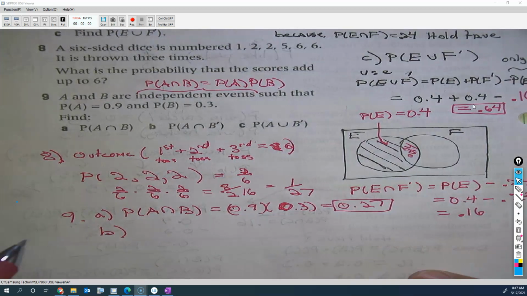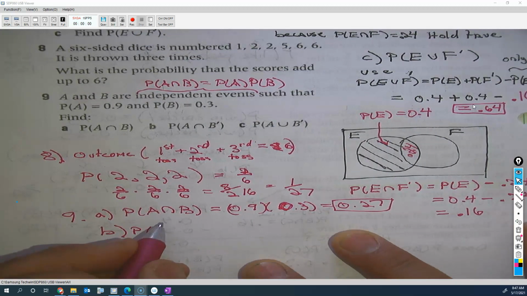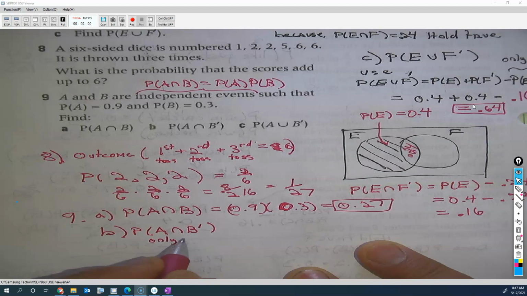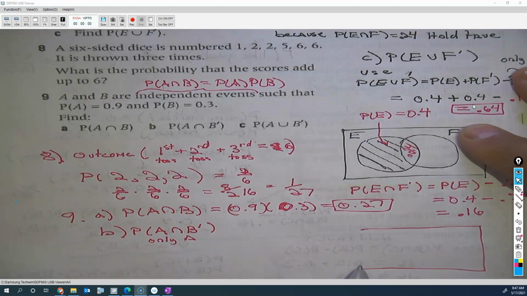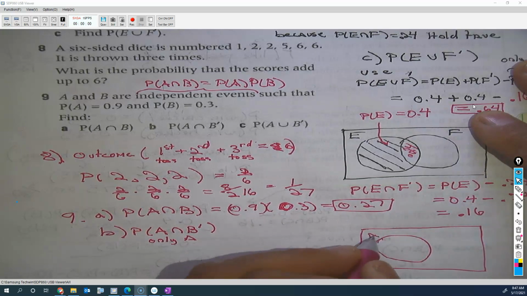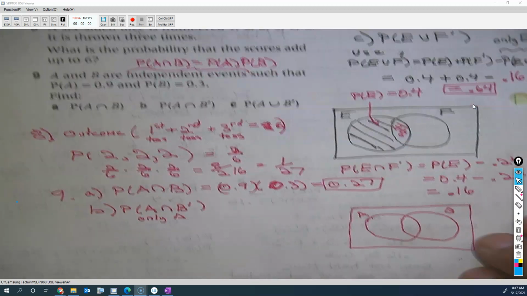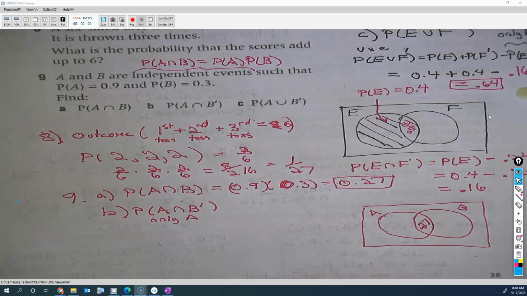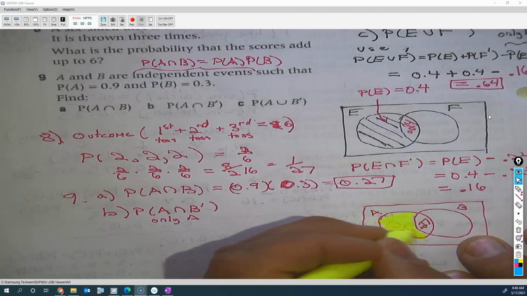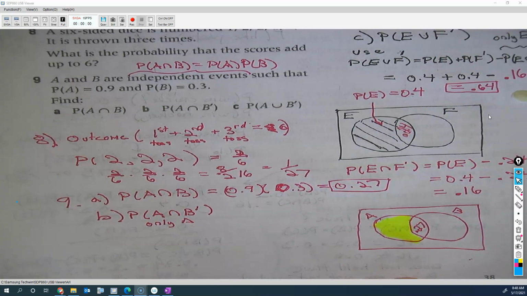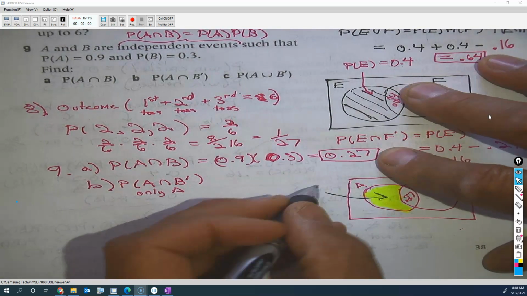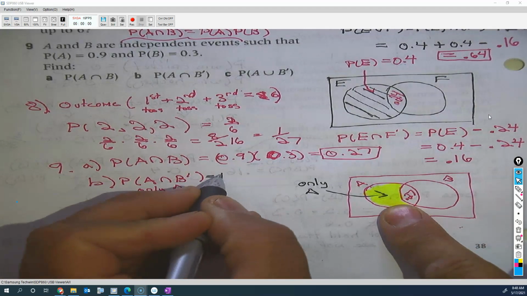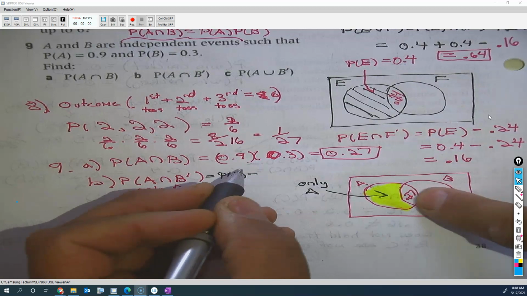Okay, the probability of this is only A. If we took a little graph here and looked at it, A, B, and we know that the intersection is 0.27, and we want to figure out this guy, that's only A. So we could take the probability of A, which we know, and take away the intersection.